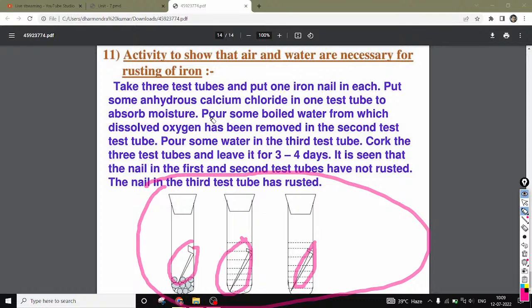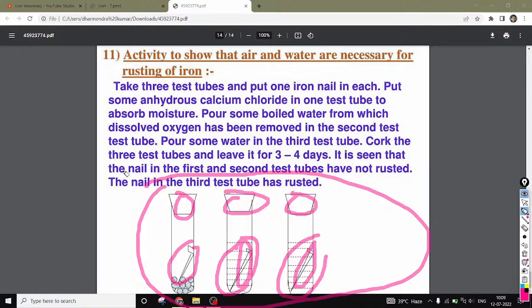And pour some boiled water, from which dissolved oxygen has been removed, in the second test tube. So here hot water is taken in the second test tube, and pour some water in the third test tube, and here normal water is taken in the third test tube. And cork the test tubes, means over the mouth of all three test tubes corks are kept, right? And leave for 3 to 4 days.